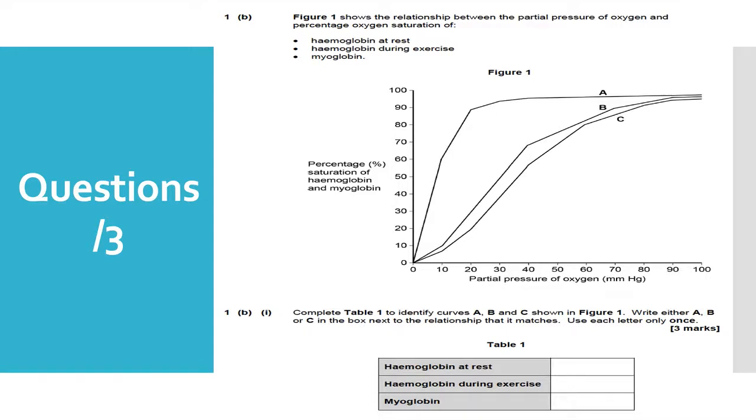Okay, so you have to identify whether A, B or C is indicating saturation of oxygen with either hemoglobin at rest, hemoglobin during exercise or myoglobin. Pop me on pause, pop your timer on for 3 minutes, have a little go, press play again when you're ready to move on.